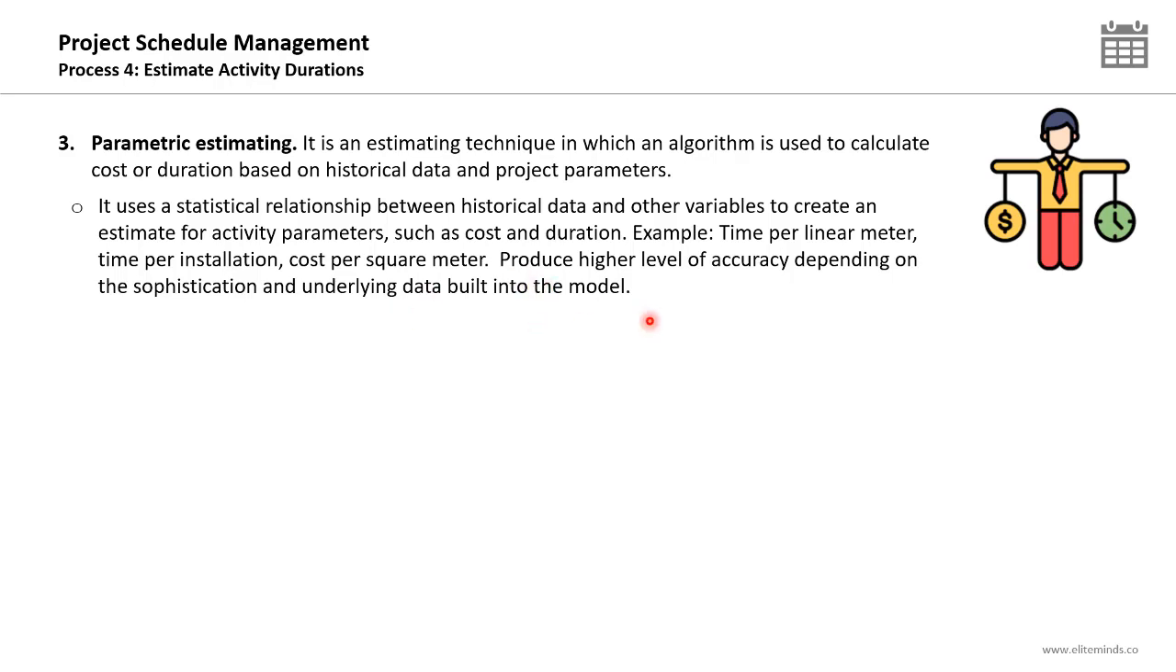Like if we are working on a construction project of a residential building, and from previous residential building projects in your organization or in the industry in general, you know that the cost per square meter is 2,000 US dollars. So 2,000 US dollars per square meter. This is the algorithm of parametric estimating you can use in order to determine the cost of the current project.